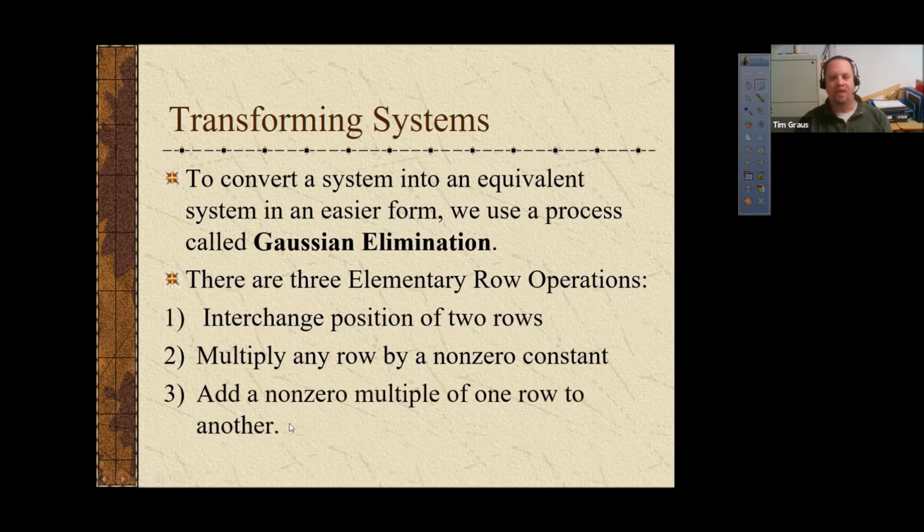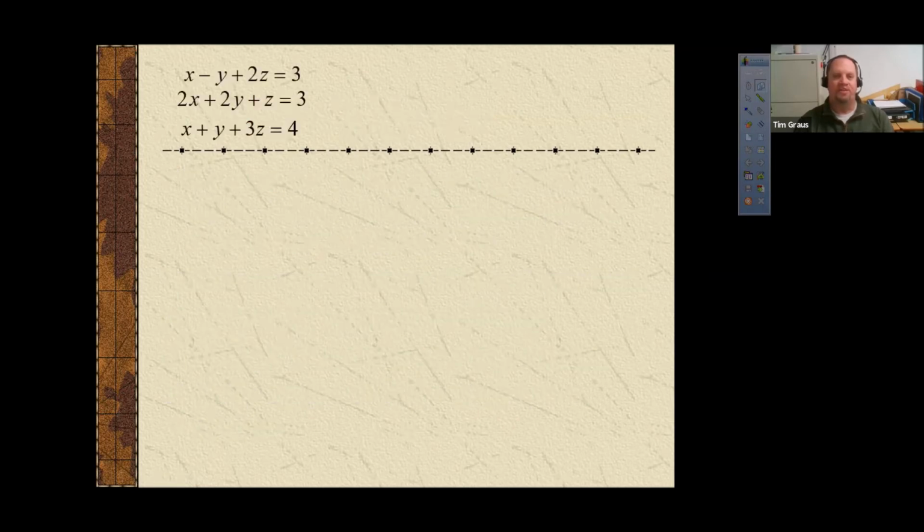Lastly, you're allowed to add a non-zero multiple of one row to another. This is the process we learned about in section 5.1 when we talked about the elimination method, adding one equation plus another equation. And that again is a valid move when we're solving a system of equations. So what we're going to do now is do these kinds of operations with our matrix with a certain goal in mind. So here is a system of equations that I'm going to solve by the augmented matrix method.